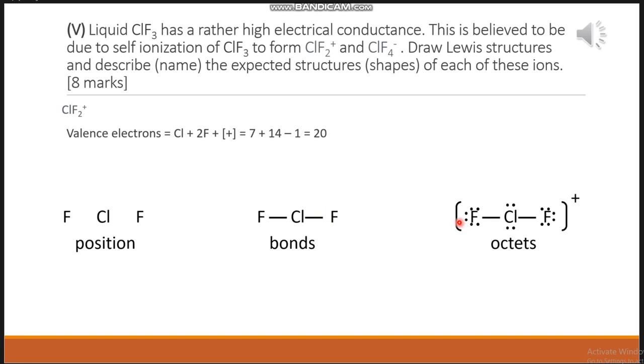6 electrons to the fluorines, as they already have 2 from the bonding pairs. Then we add 4 to the chlorine to fill out its valence shell. Now, as ClF2+ is an ion, we will have to surround it with square brackets and add a plus to indicate the charge.